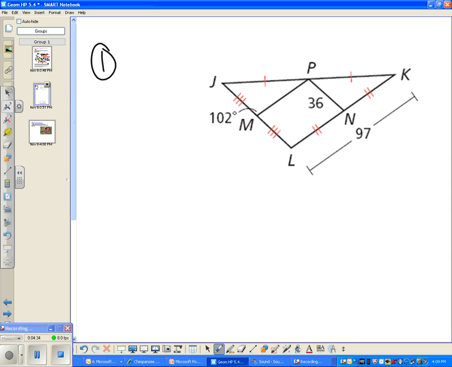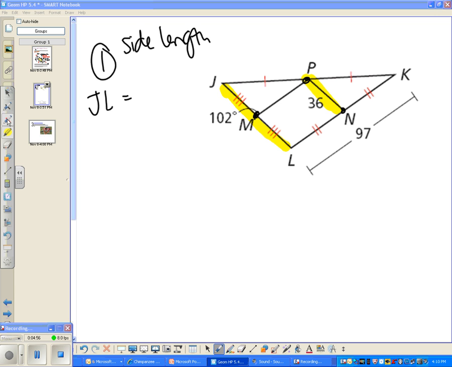The first thing I could ask you is for a side length. And you kind of have to read the triangle and see what's happening. First of all, I know M is a midpoint because of the tick marks. I know P is a midpoint, and I know N is a midpoint. Let's say I asked you for side length JL. So I want to know, how long is side length JL? Well, here's JL. You look at its midsegment, the one that's parallel and opposite. So 36.